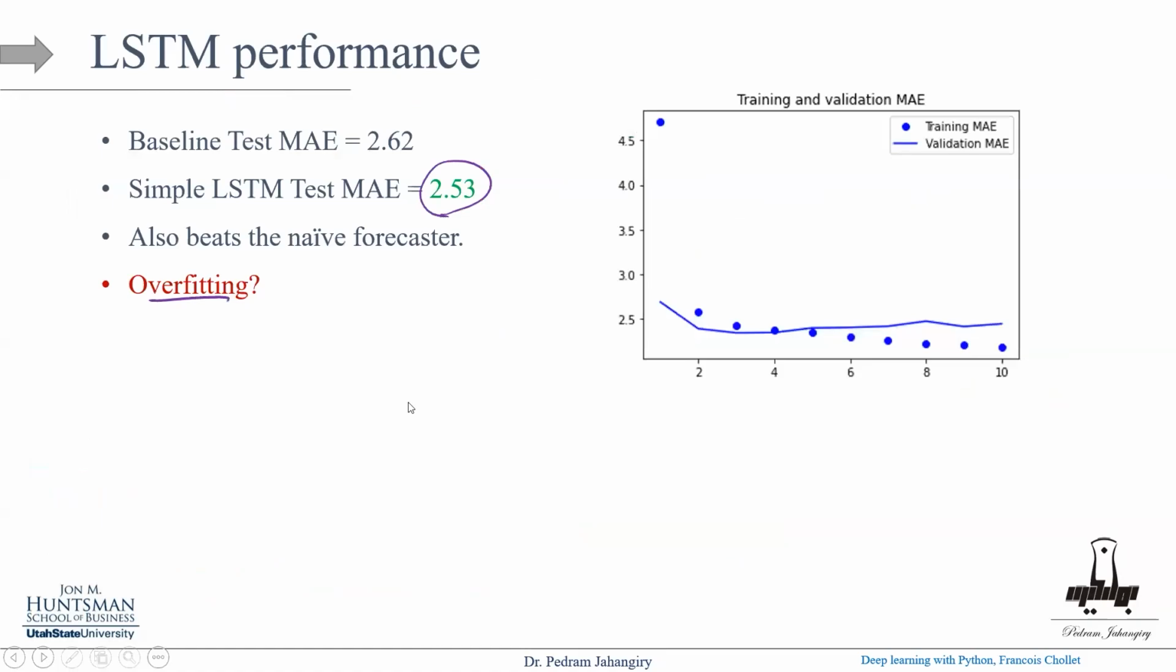All right. So what is the output? The output is 2.53 in terms of mean absolute error in the test set, which is outputting your base test, your benchmark. And it also beat your naive forecaster, we know. But there's a slight problem here. You're overfitting. How do I know that you're overfitting? Because look at your validation MAE right away. It's kind of around 2.5 and it stays there.